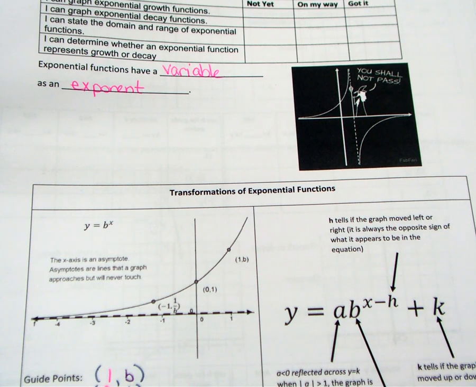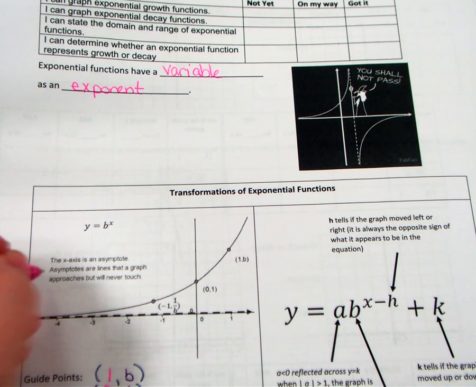7.1, exponential functions. An exponential function is a function that has a variable for an exponent. They actually have a new part to a graph that we haven't talked about before. They have what's called an asymptote. And an asymptote is a line that a graph approaches but will never actually touch or cross that line.